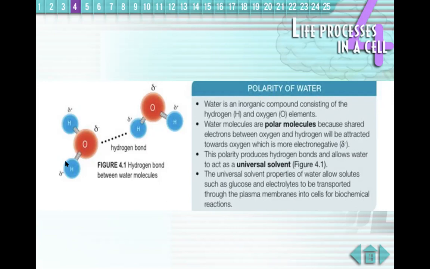So you can see here, this is one molecule of water, this is another molecule of water. They are attracted from one molecule to another molecule using hydrogen bond. The polarity produces hydrogen bond and allows water to act as a universal solvent. Universal solvent means that anything can be dissolved in the water, such as glucose, electrolyte, and so on. So this is in terms of its polarity.